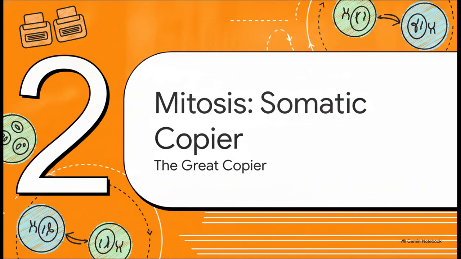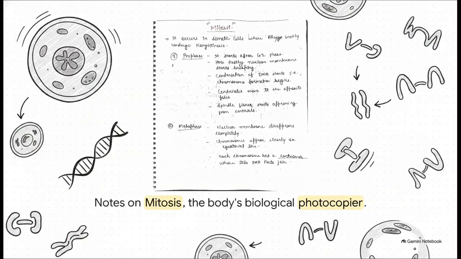Which brings us to section 2, mitosis, the somatic copier. I always like to think of mitosis metaphorically as the reliable, great copier of your body. Its one and only goal is to make a perfect, identical duplicate. This happens in those somatic cells we just talked about through a process called karyokinesis, which is really just the scientific term for the division of the nucleus, and it happens in a very strict 4-step chronological order.